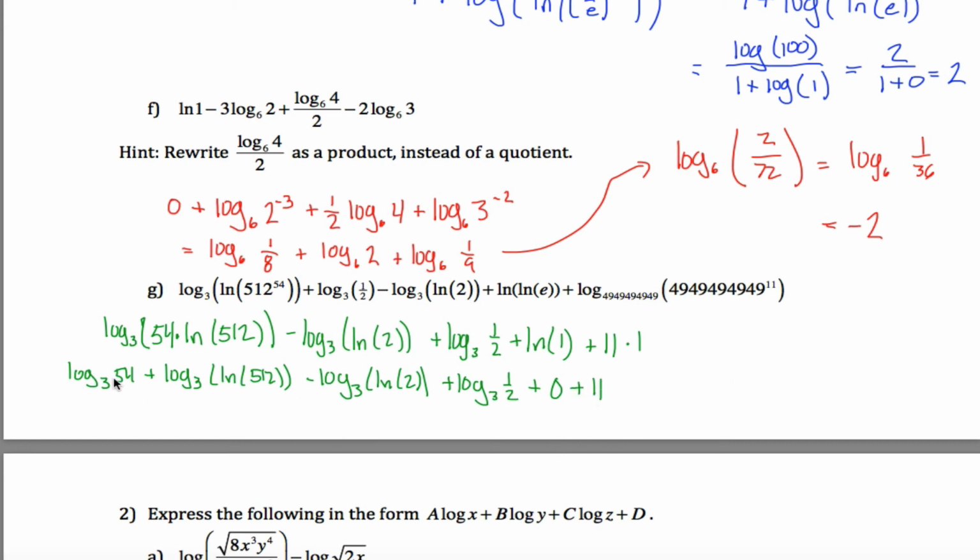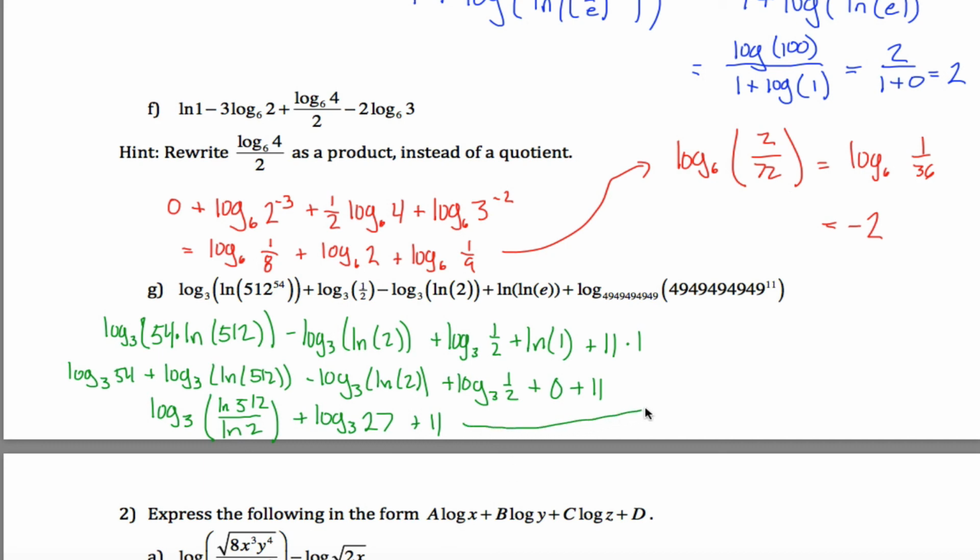Where do I go? I don't know. I guess right below it is as good as anywhere. I'm going to put these two guys together. So this and this give me the log base 3 of the natural log of 512 divided by natural log of 2. So that is my second log rule going on there. What about you forgot about the log base 3 of 54? No, I didn't. I got this log base 3 of 54 and this log base 3 of 1/2 that I'm going to put together using my first log rule. So putting those together, I get the log base 3 of 54 times 1/2, which ends up being 27. So I get to here.